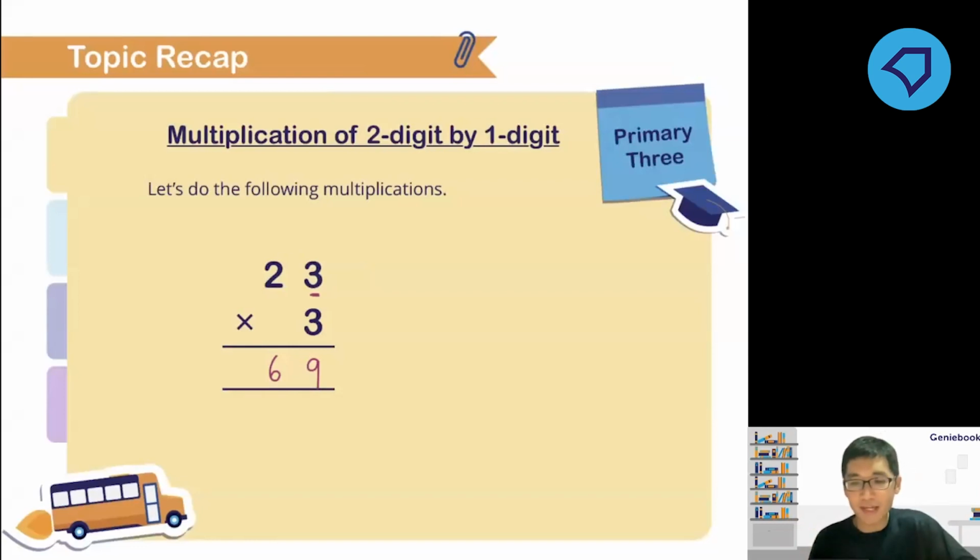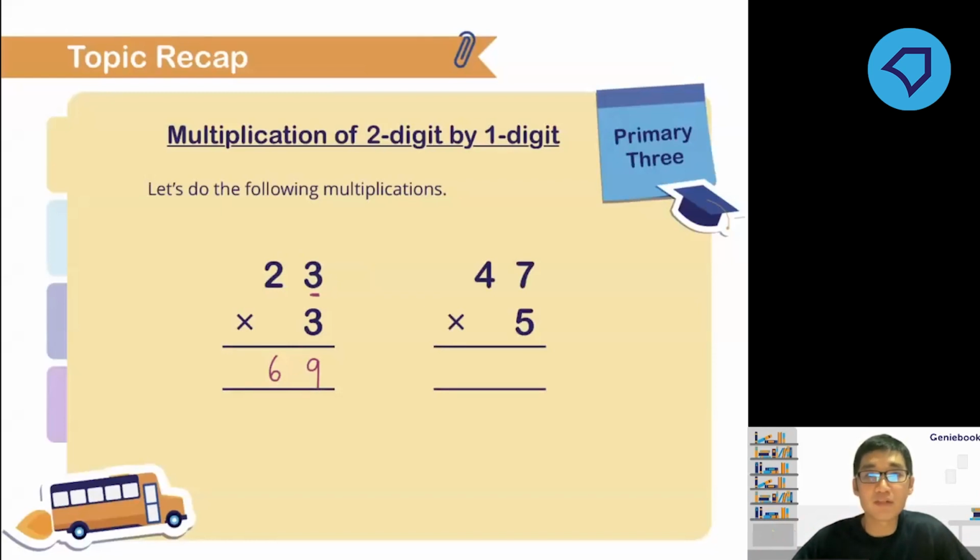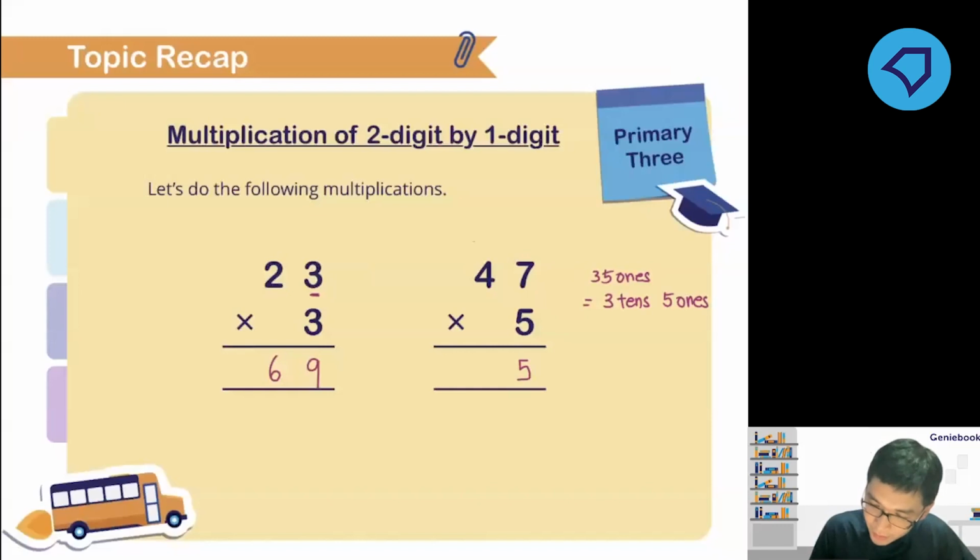But what happens if there's a regrouping? Let's take a look at this. Okay, so we have 47 multiplied by 5. Now, if you realize, when I take the number in the ones place and I multiply it by 5, I get 35 ones. 7 ones times 5 is 35 ones. Then I know that 35 ones can be regrouped into 3 tens and 5 ones. So I'm going to put the 5 ones here and the 3 tens over here. That's how we do the regrouping.